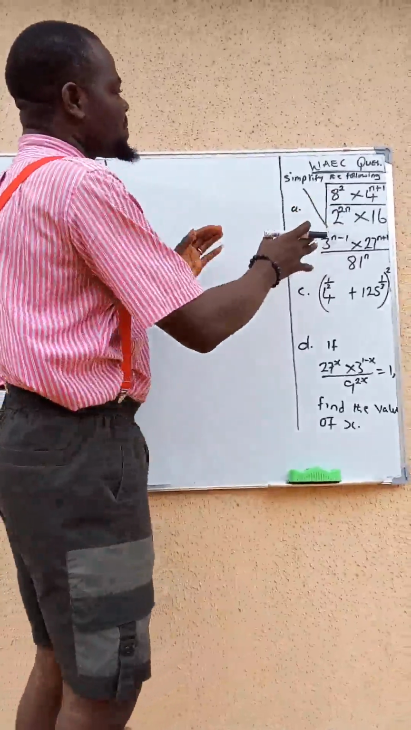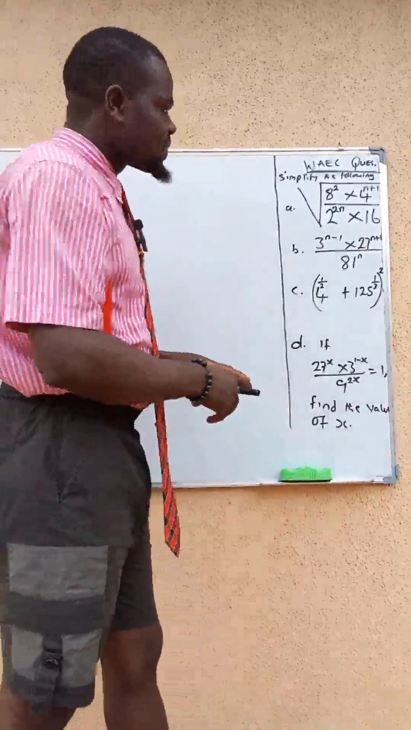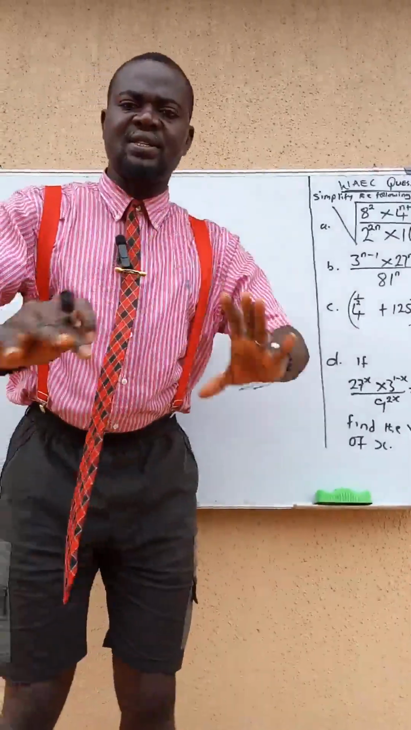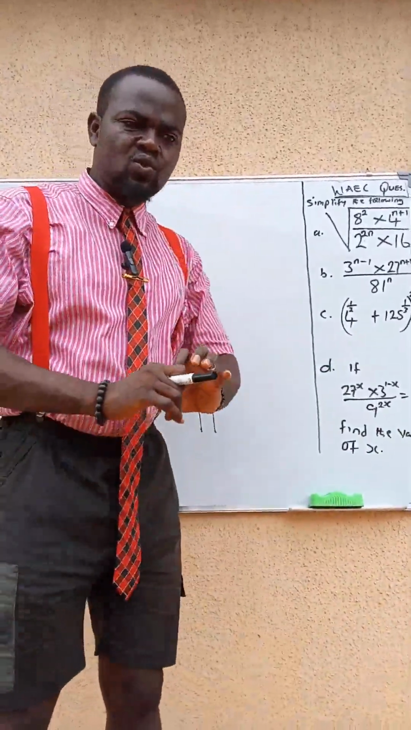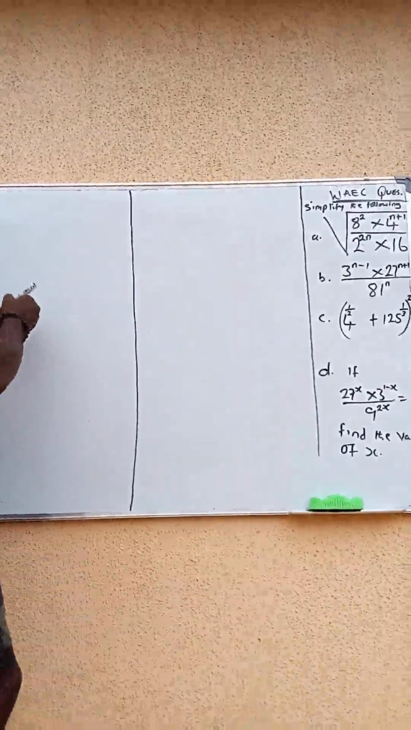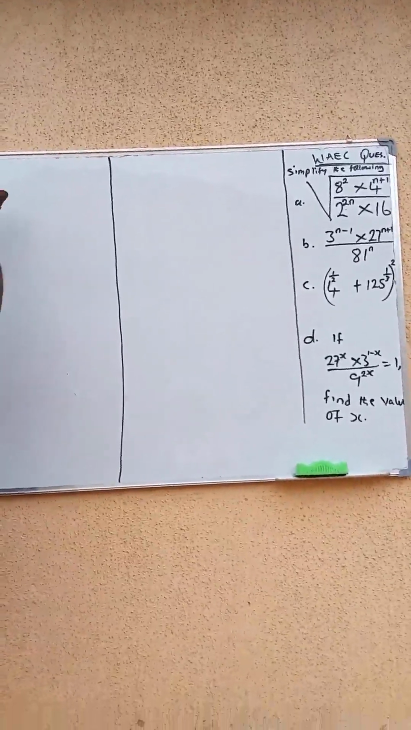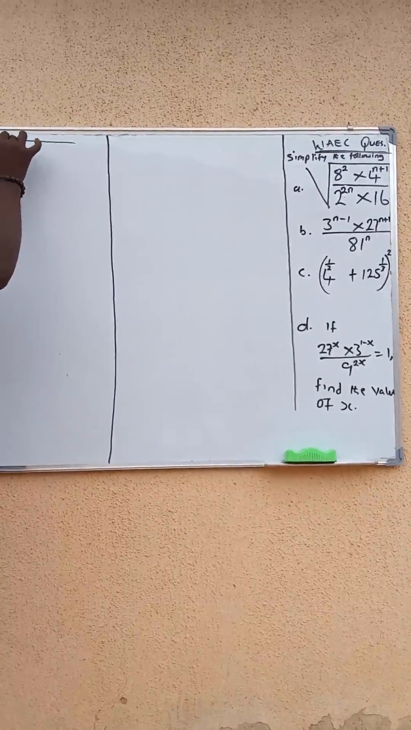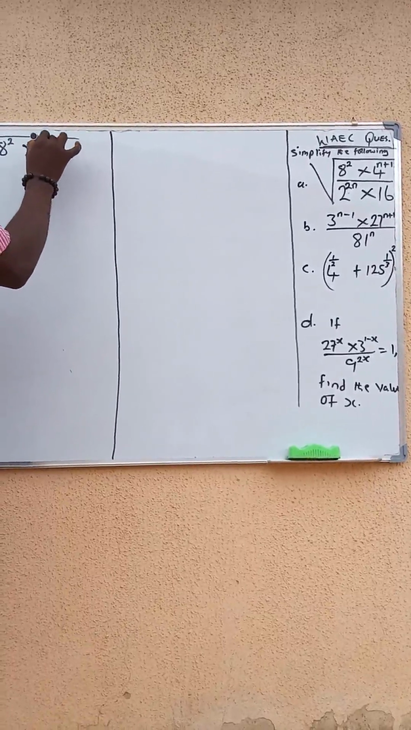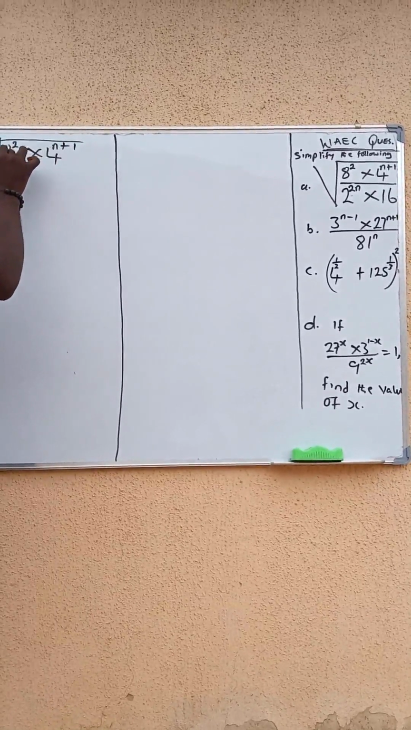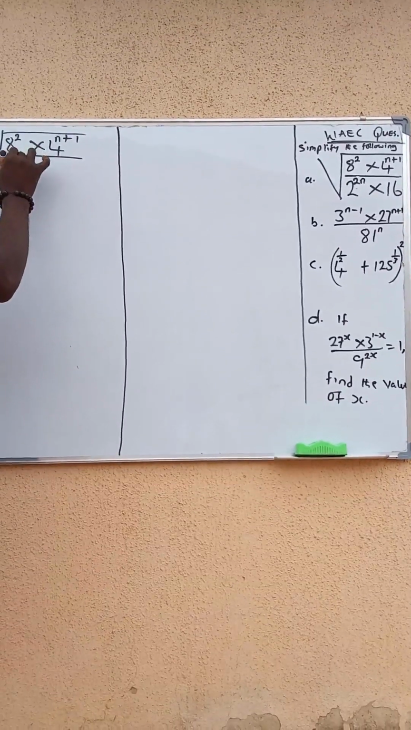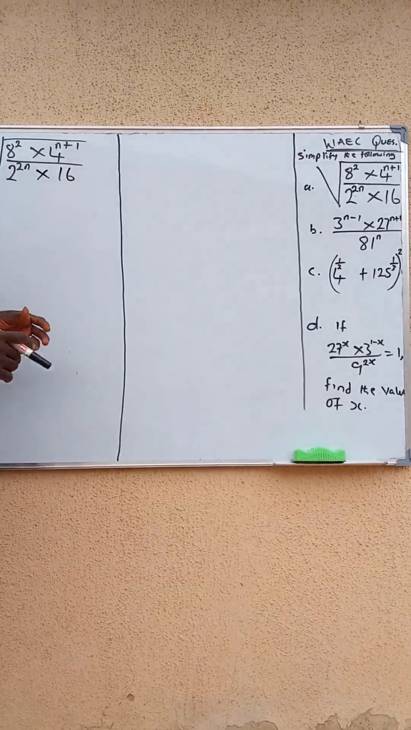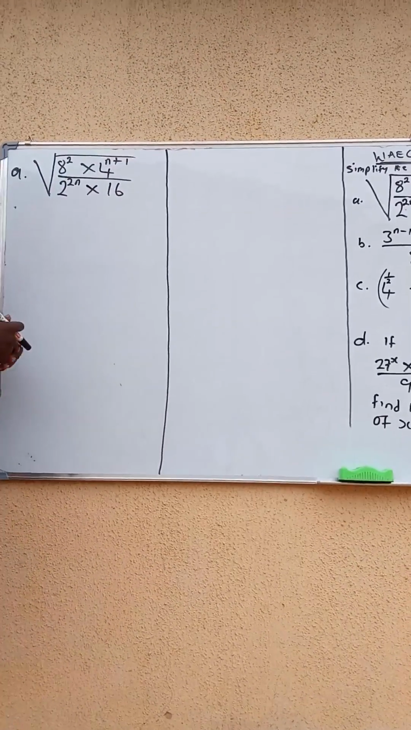So, today we want to do justice to WAEC questions. Simplify the following. When they say simplify, they want you to break it down to the lowest. Now, the first one will have 8 raised to the power of 2 times 4 raised to the power of n plus 1, over 2 raised to the power of 2n times 16. Good. Now I want to break it down.